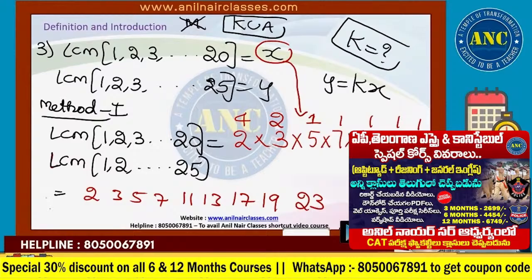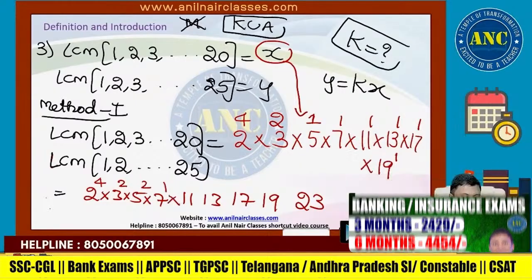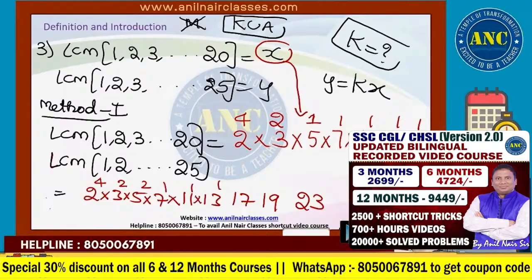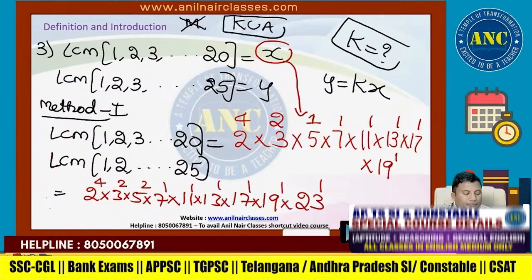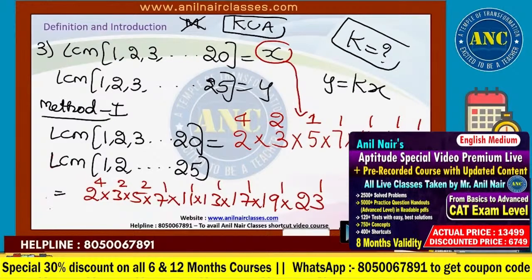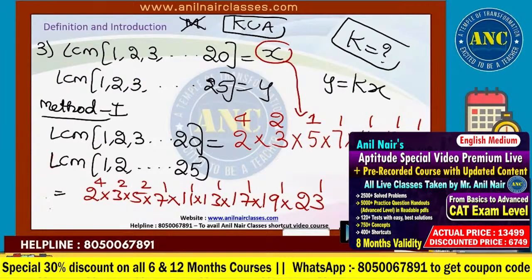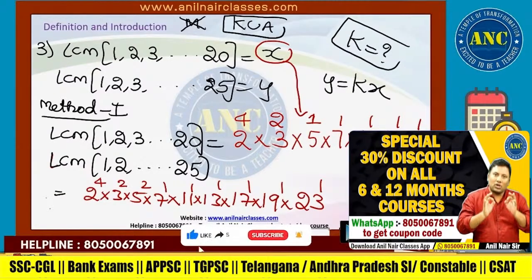What is the power of 2 till 25? 2 power 4. Power of 3, 3 square. Power of 5, 5 square. 7 square is 49. Remaining all will be extra 1. I hope it is clear. 2 power 4 into 3 square into 5 square into 7 power 1, 11 power 1, 13 power 1, 17 power 1, 19 power 1, 23 power 1.